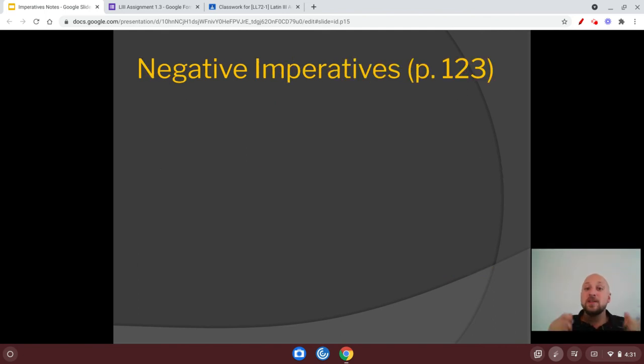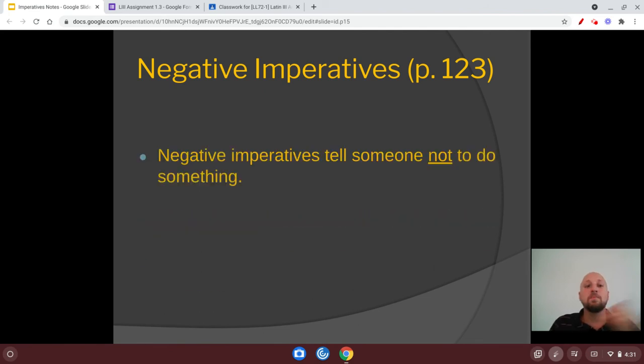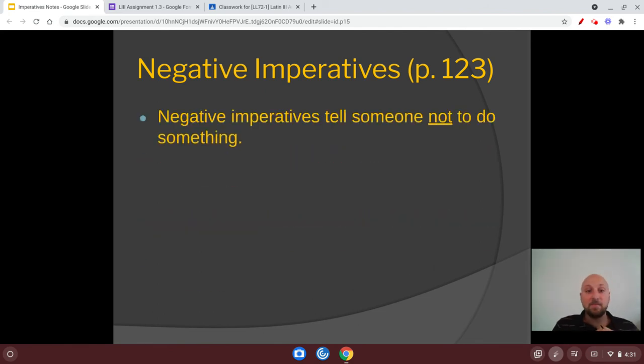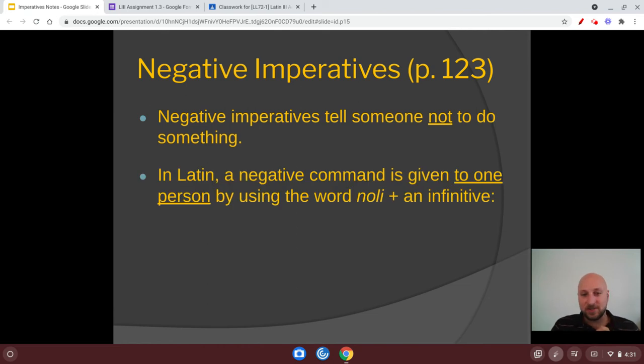Now, we need to move into negative imperatives. So we had two positive, singular and plural imperatives. Now we have negative imperatives. They tell you not to do something. Essentially, you're telling someone, don't do that, or more than one person, don't do that. Let's see what this looks like.